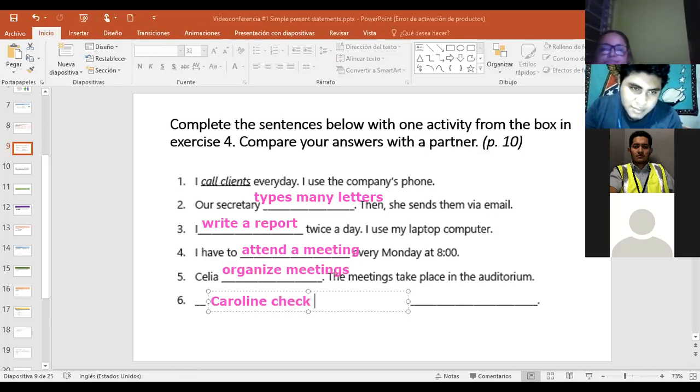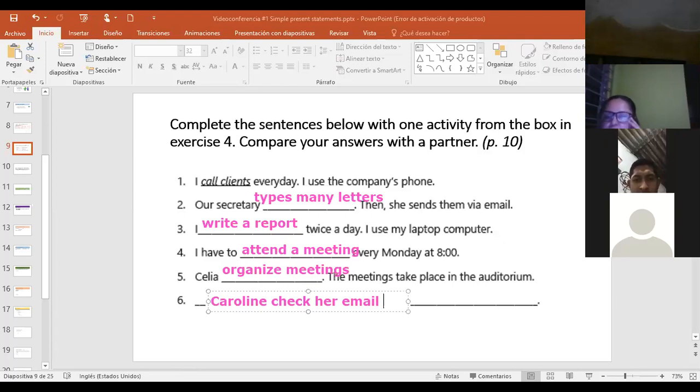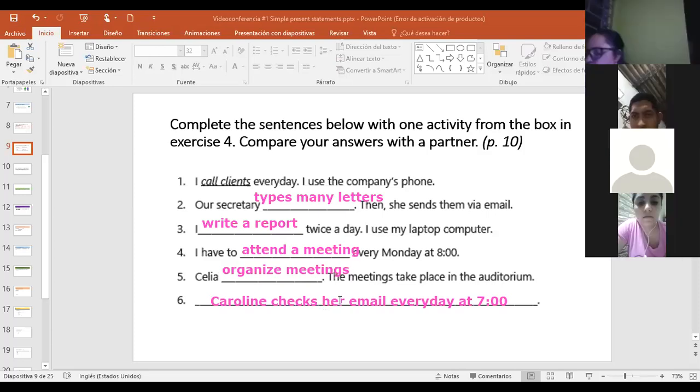Your email or her email? Her email. Every day at 7 o'clock. At 7 o'clock, very good. Carolina checks her email every day at 7 o'clock. Very good job. She can check my email only if she's my assistant. Right? She's gonna check my email.